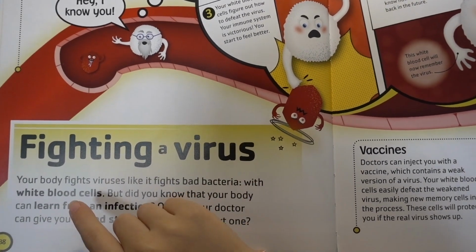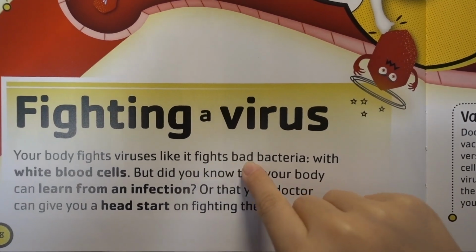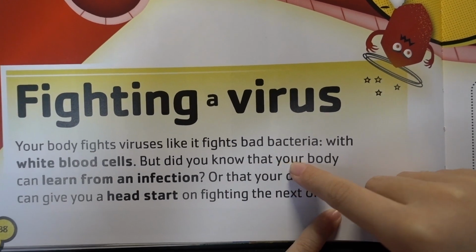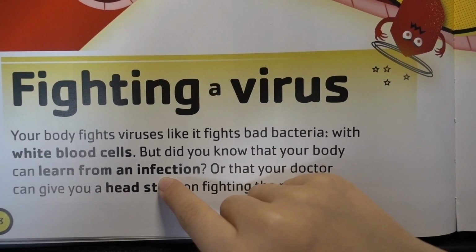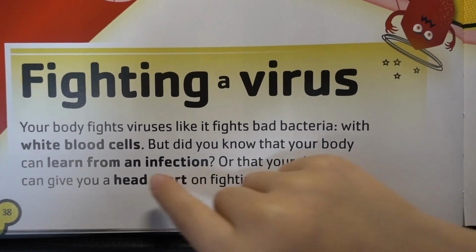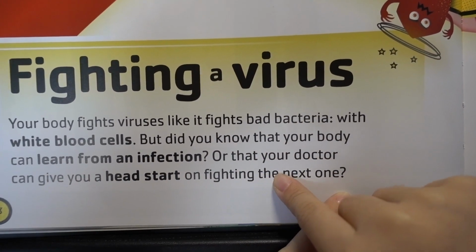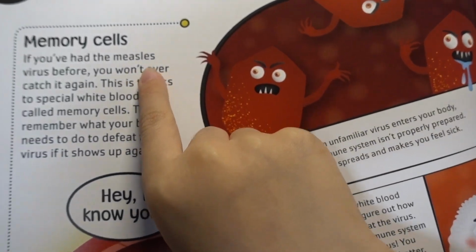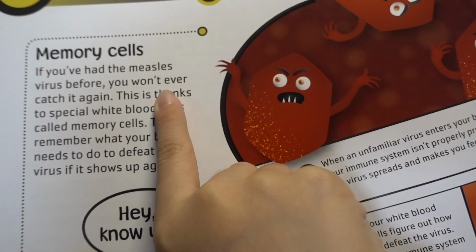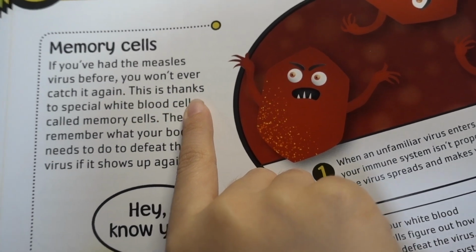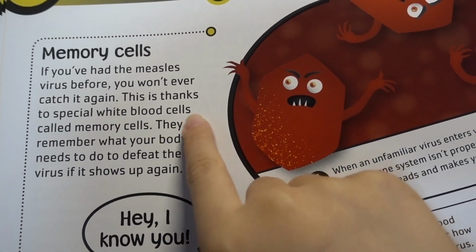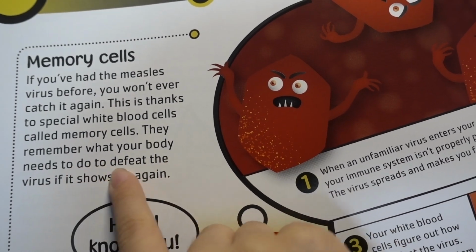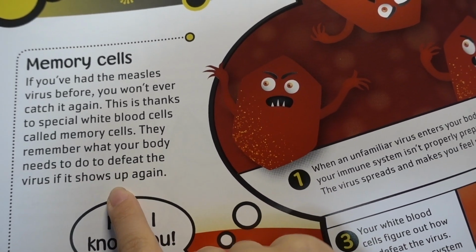Fighting a virus. Your body fights viruses like it fights bad bacteria with white blood cells. But did you know that your body can learn from an infection, or that your doctor can give you a head start on fighting the next one? Memory cells. If you've had the measles virus before, you won't ever catch it again. This is thanks to special white blood cells called memory cells. They remember what your body needs to do to defeat the virus if it shows up again.